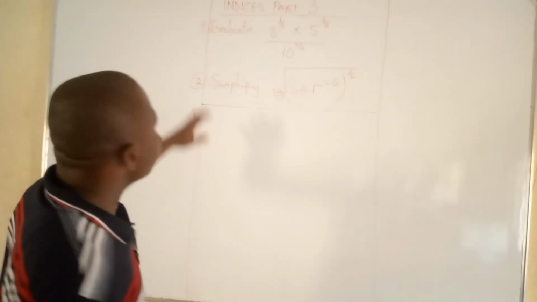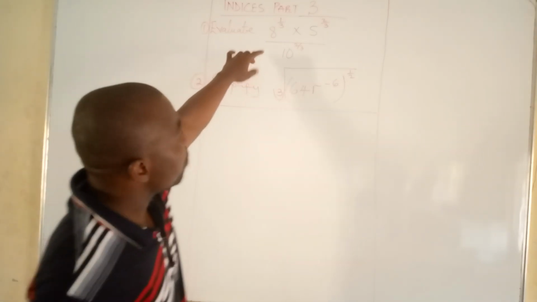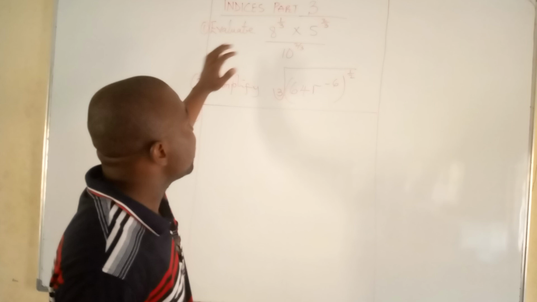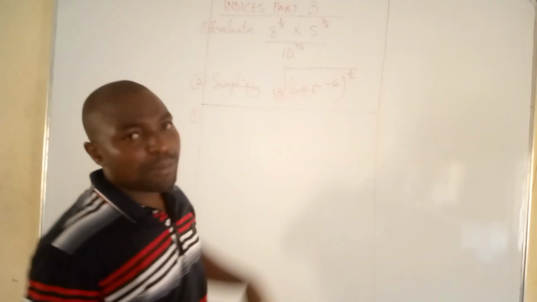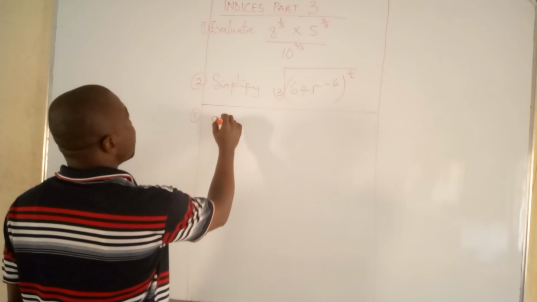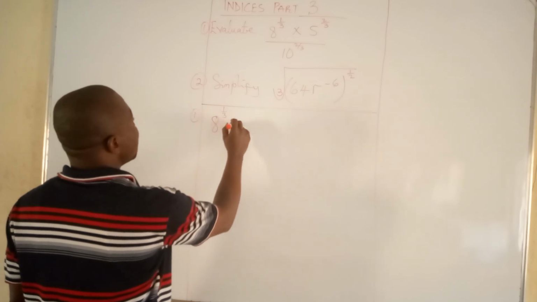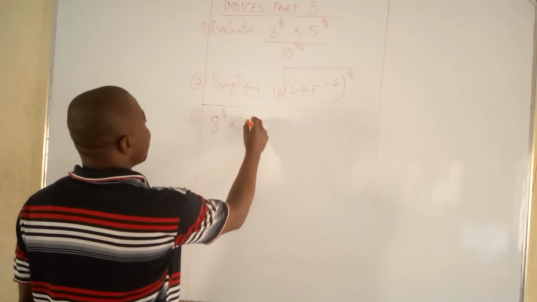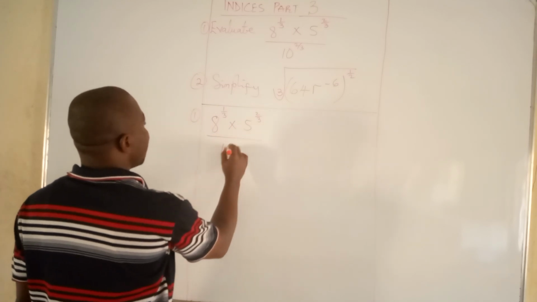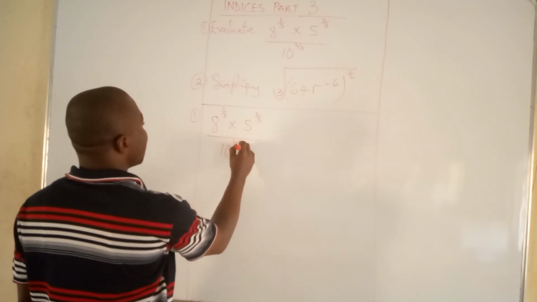So we have two questions on the board. Evaluate 8 raised to the power of 1 over 3 times 5 raised to the power of 2 over 3, divided by 10 raised to the power of 2 over 3.